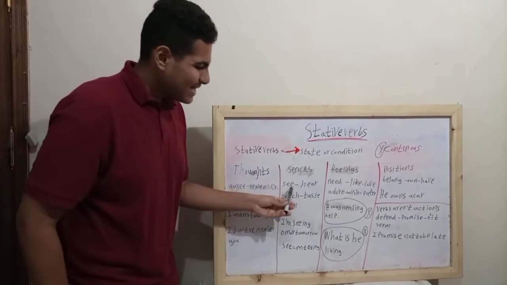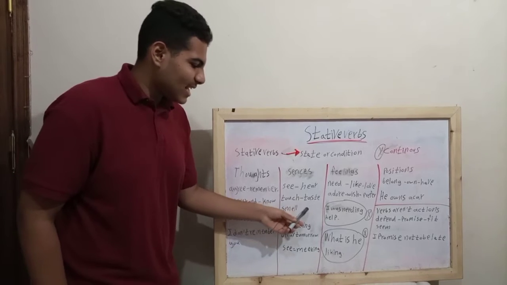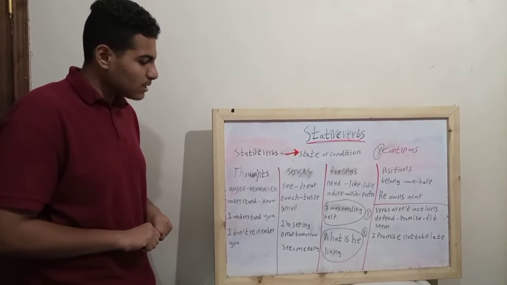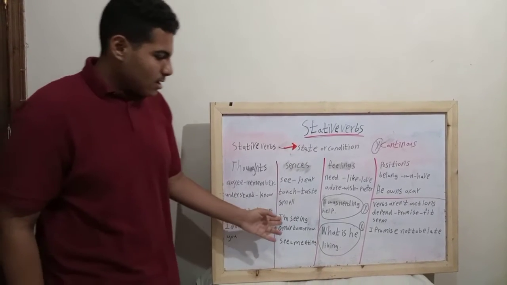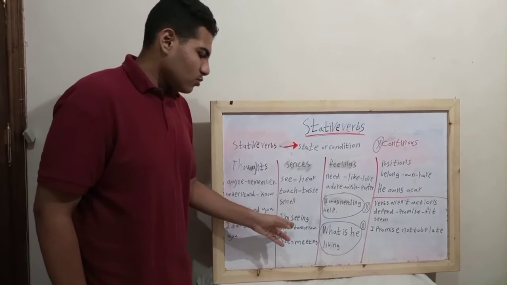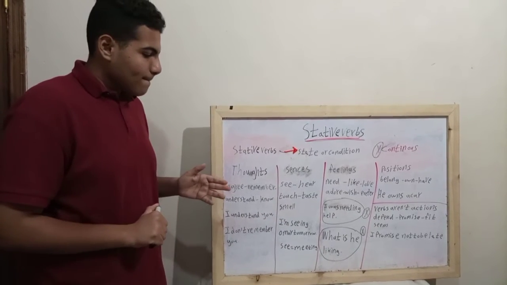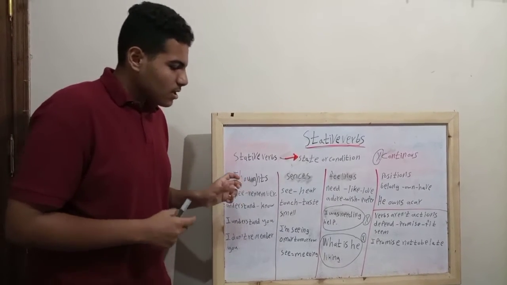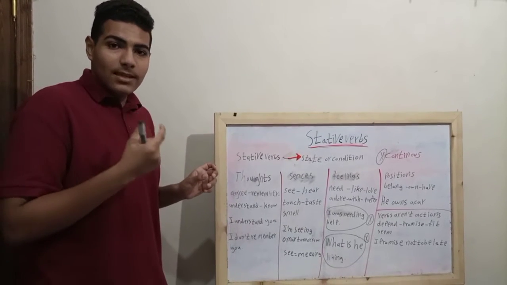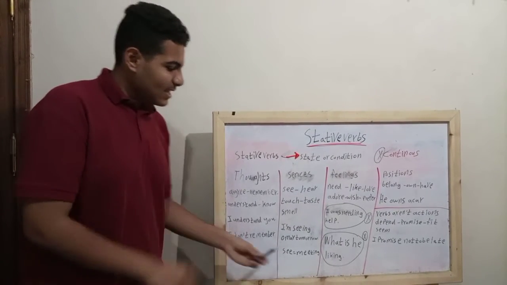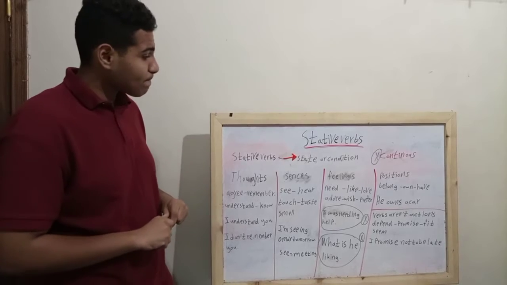And also, stative verbs describe senses. An example: see, hear, touch, taste, and smell. But we can say, I am seeing Oma tomorrow. Why? Because see here is not the literal meaning of the word see. See here means meeting, okay?